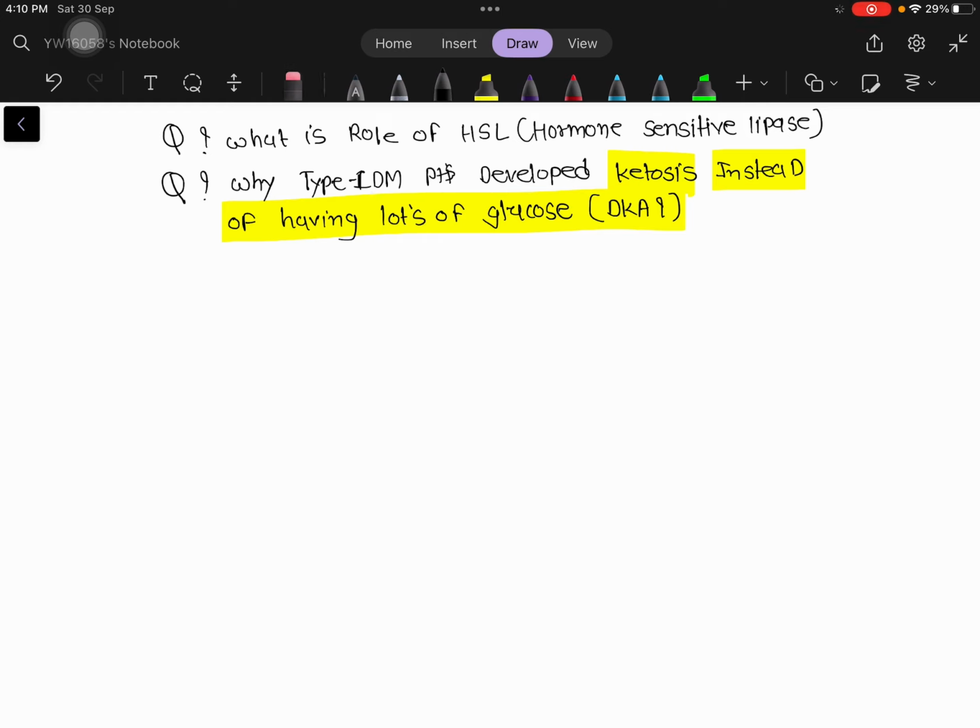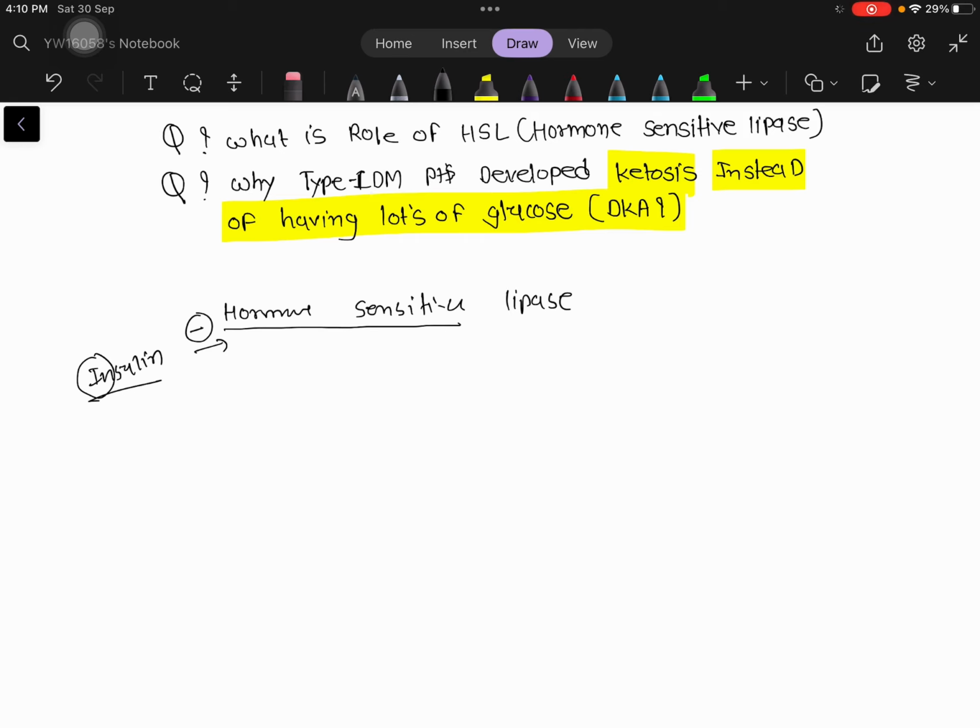So first, hormone sensitive lipase. First of all, we dissect the name of the hormone, which is hormone sensitive lipase. Hormone sensitive means sensitive to which hormone? It is sensitive to insulin. And normally insulin inhibits the hormone sensitive lipase. And what is the role of the hormone sensitive lipase?